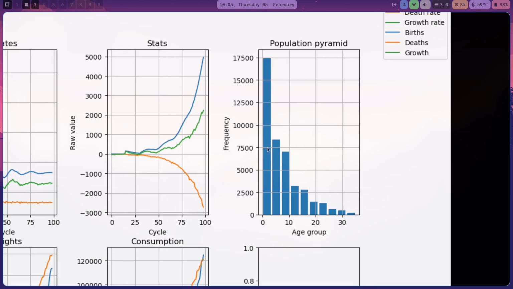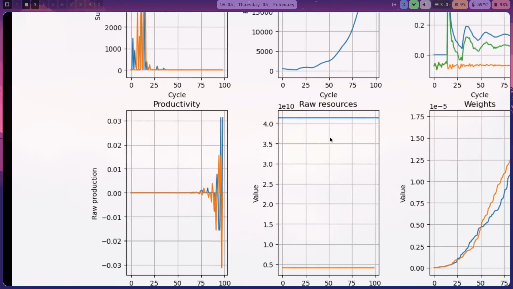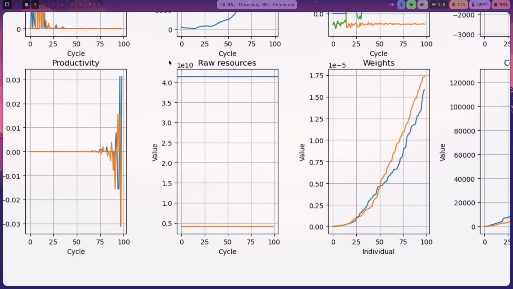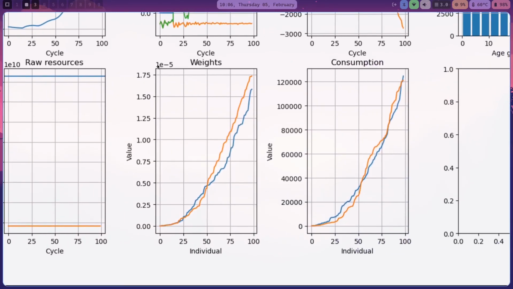Now, this is the population pyramid, and this is a quite healthy visualization of it. You'll see this key visualization in many different population dynamic simulations. The productivity, how much every individual is producing, can be negative because if somebody's consuming more than they're producing, it can be negative. The raw resources, notice the axis over here. You'll notice that it doesn't actually change too much because the axis is so wide, we never reach the maximum capacity the blue line would represent.